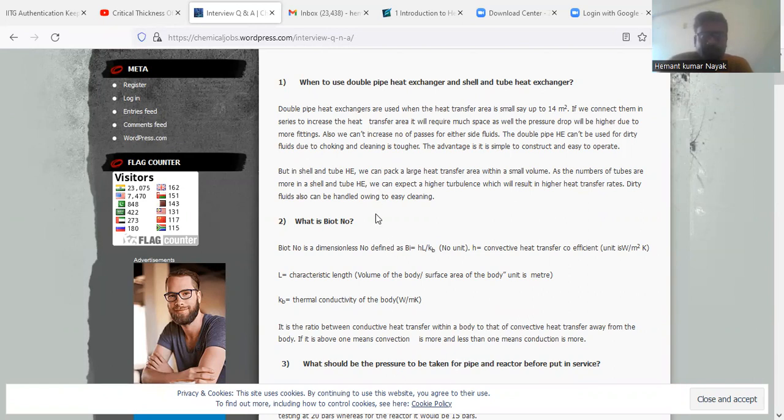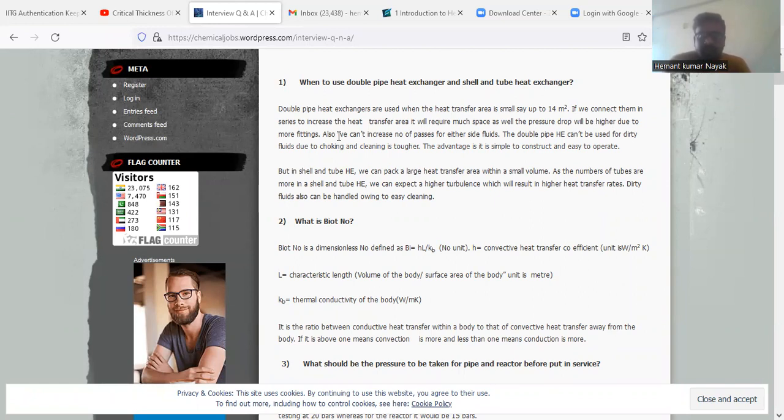So, double pipe heat exchangers are used when the heat transfer area is small, say up to 14 meter square. If the heat transfer area is small, we can use a double pipe heat exchanger. If we connect them in series to increase the heat transfer area, it will require much space, and the pressure drop will be higher due to more fittings. Also, we can't increase the number of passes for either side of the fluids.